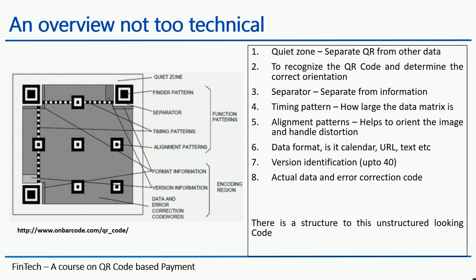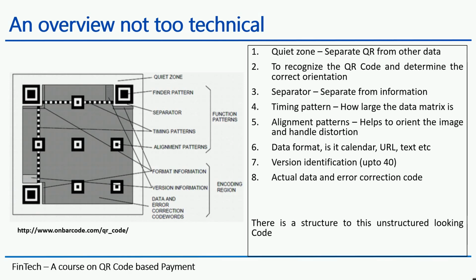To start with, the first part is called the quiet zone. The quiet zone separates the QR code from any other data surrounding it. There is no data in this quiet zone, it just separates it from the clutter. It might be that someone has pasted a QR code in a newspaper which has a lot of information. So it helps a smartphone or QR code reader to identify that this is a quiet zone, and now the QR code information will start from the finder pattern portion.